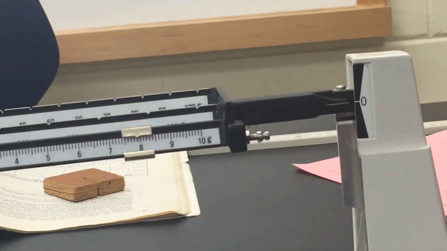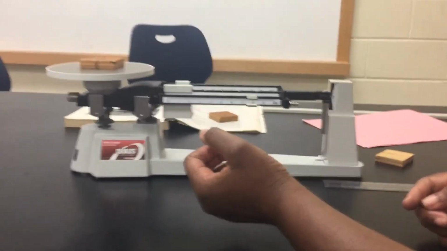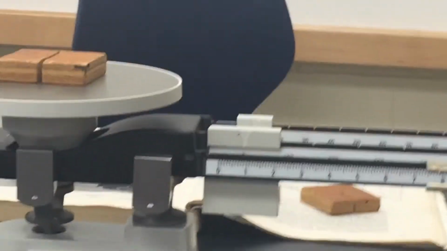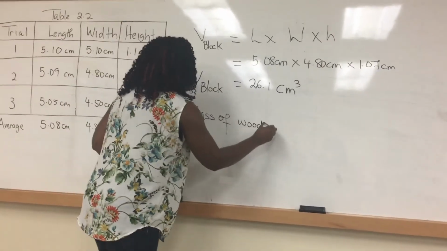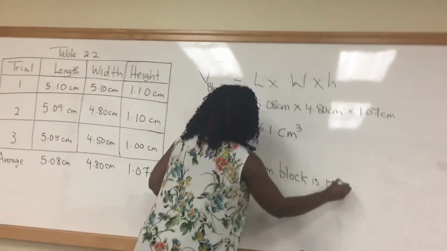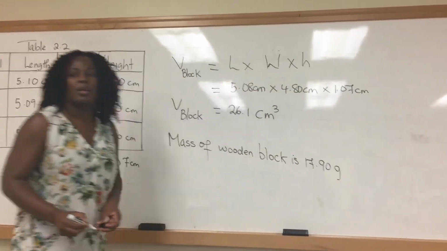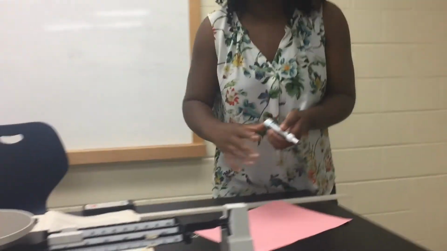And I think we have the lines lining up. So we can read this as 17.90. So the mass of our wooden block is 17.90. So I'm going to record that on the board. Mass of wooden block is 17.90 grams.